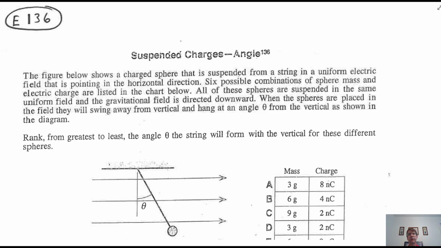Physics Critical Thinking Assignment 1, Electrostatic Charges. And here's the homework that is due Tuesday night. I'm calling it E136, Electrostatics 136.